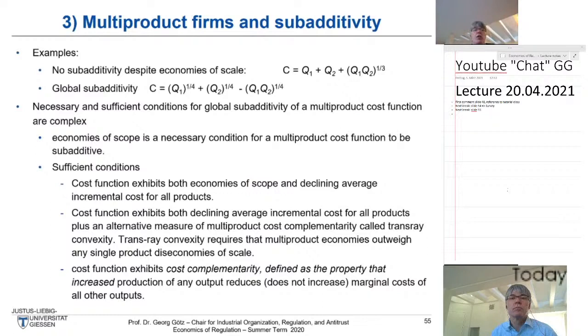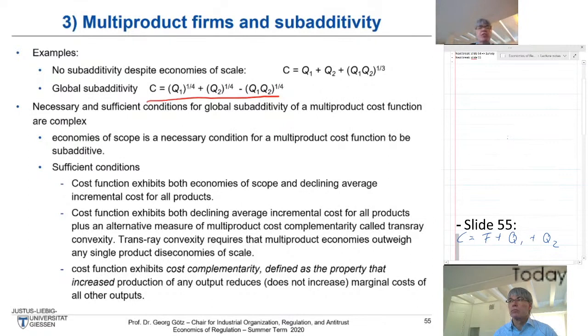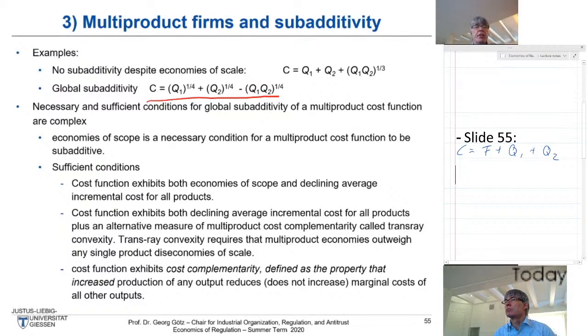And actually, I could jump back again to our problem set, our assignment. You will see, I think you will have to discuss something like this here in the assignment anyway. Okay. So these are just examples. The easiest example you might come up with for economies of scope is just the following, and I put it here. If you have C equal to F plus Q1 plus Q2. So this would just mean you have some fixed product development costs.